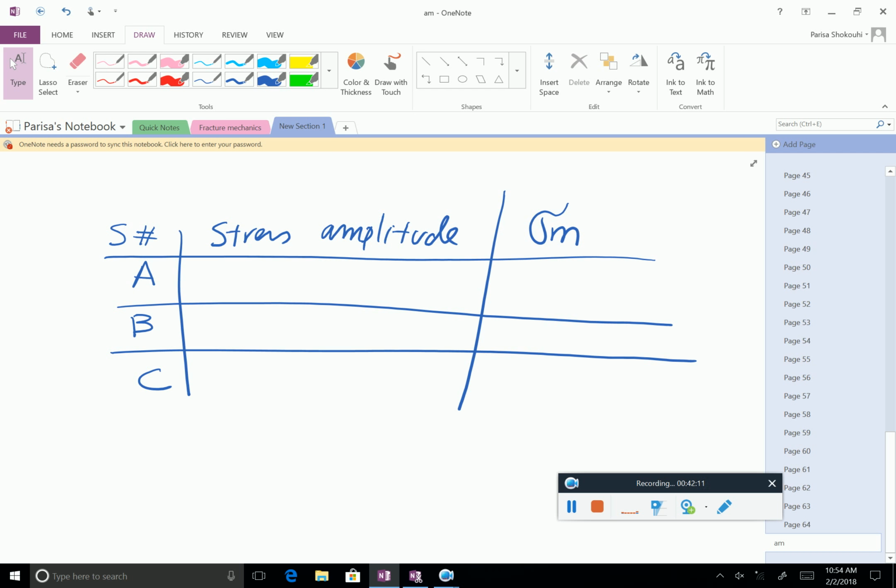You can talk to each other. You can ask me questions. You can look at the notes. If you don't know where to start, do that. Calculate the stress amplitude and the mean. The stress amplitude is half of max minus min, and the mean is half of the summation.